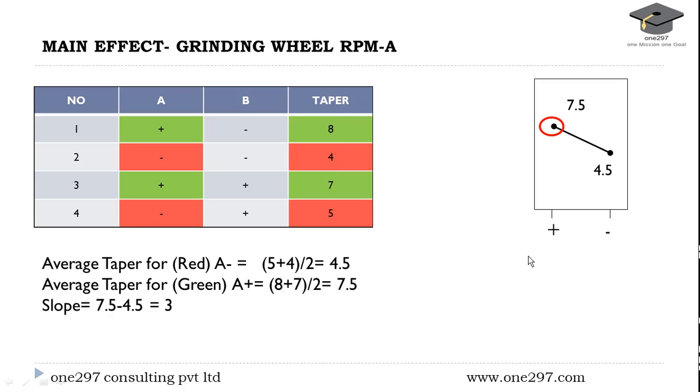So we will draw this in a graph. At positive it is 7.5, at negative it is 4.5. So we can conclude that at high RPM the taper is high and at low RPM the taper is low, and the slope is 3. So there is a big difference when we move from positive to negative.